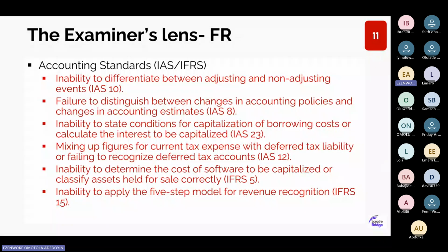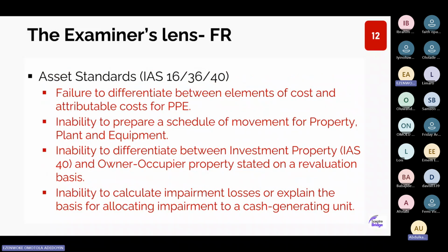And of course, your asset standard. But look at these other ones they mentioned, right? It shows that they are particular about your understanding all the standards that they had mentioned in the pack. They want you to know all of the standards, right? So the other ones include there are issues when it comes to IAS 16, 36, and 40, right? So we know these are asset standards, right?